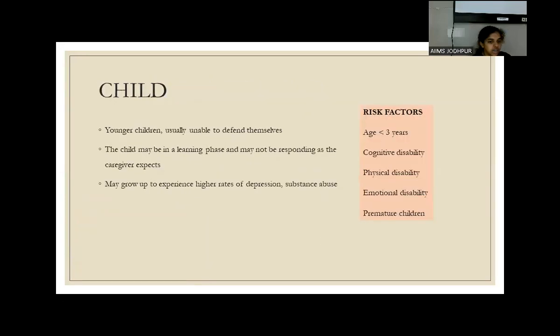Younger children who are unable to defend themselves end up being the victims of abuse. The child may be in a learning phase and may not be able to respond positively to the expectations of the parent or caregiver. Children who are victims of abuse may grow up to experience higher rates of depression or substance abuse. The major risk factors are age of the child less than 3 years, a child with a cognitive, physical, or emotional disability, and preterm low birth weight children are also more prone to sustaining child abuse.